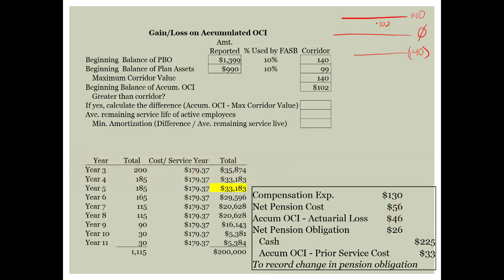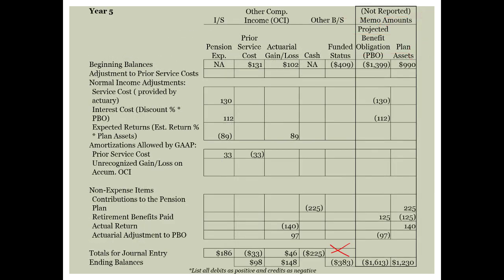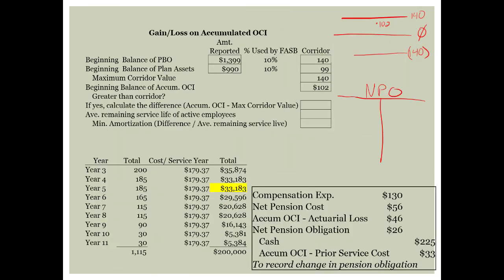but we don't stop with our journal entry. We always do our T account just to make sure that we've got the right values. So we started with 409 credit as our beginning balance.